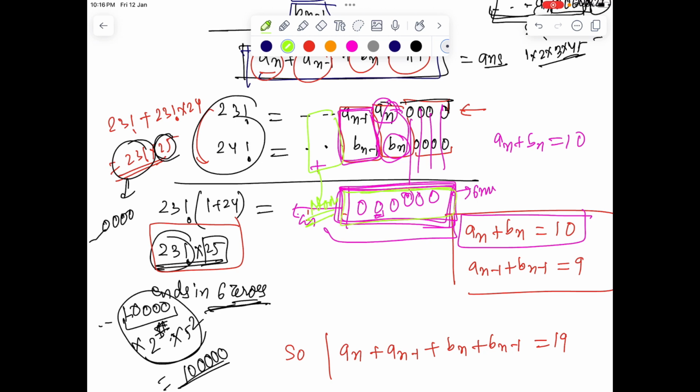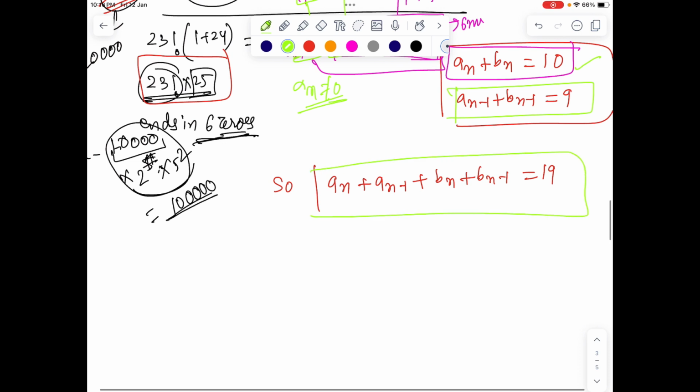Why will it be non-zero? Because it must end with exactly 6 zeros. It cannot end with 7 zeros. Okay, so let's say this is alpha n, and then alpha n minus 1. I'm sure alpha n is a non-zero digit, but alpha n minus 1 can be anything. So an plus bn is 10, and an plus 1 plus bn plus 1 has to be 9, and that directly solves the question. So these two are 10 and this 9, which is 19. So it is a very beautiful problem.